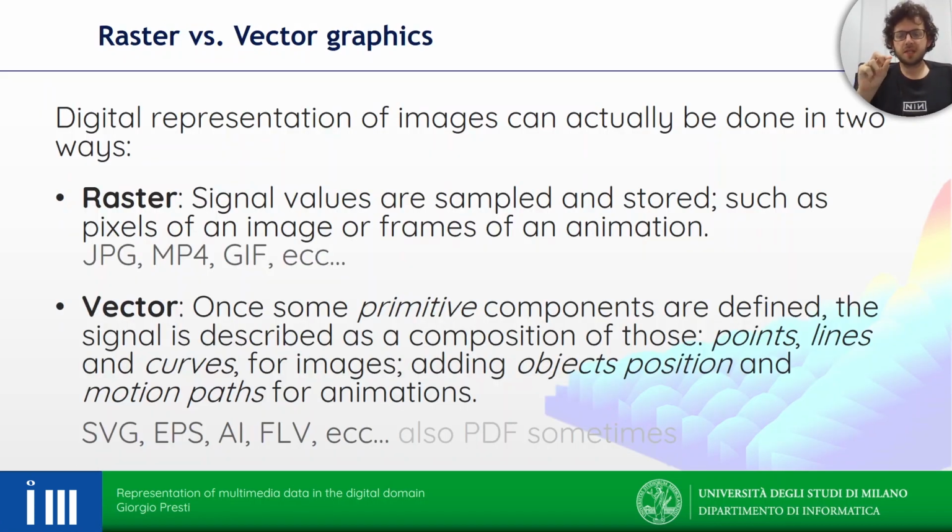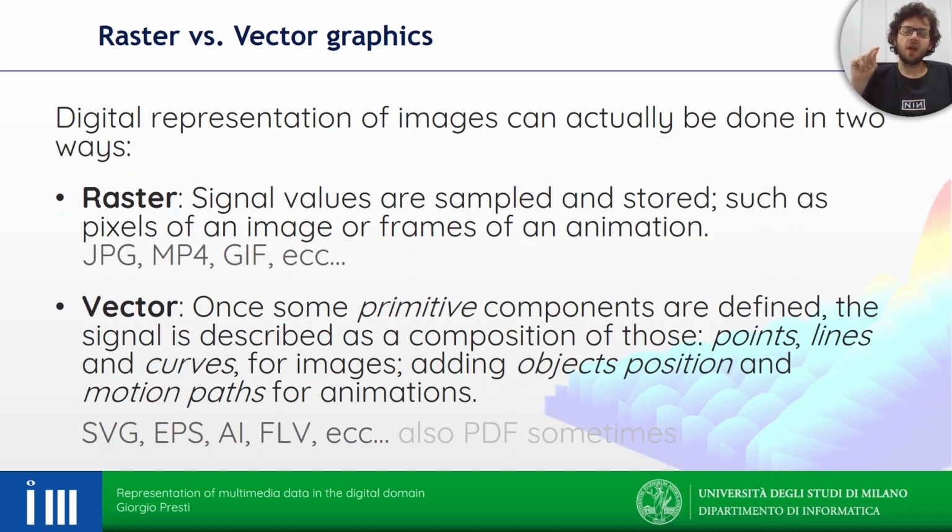I would like to take some time to talk about the difference between raster and vector graphics. Digital representation of images can actually be done in two ways. Raster graphic, which is what we saw until now, where signal values are sampled, quantized, and stored as a sequence of numbers, such as pixels of an image or frames of an animation. Typical containers are JPEG, MPEG, GIF, etc.